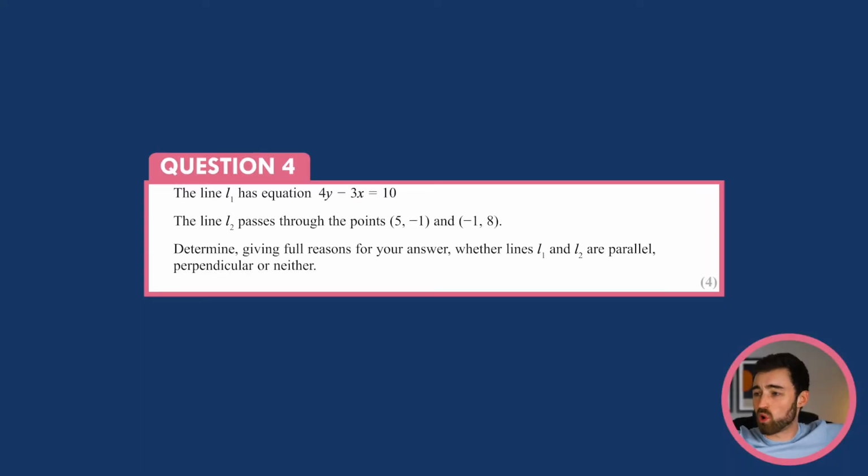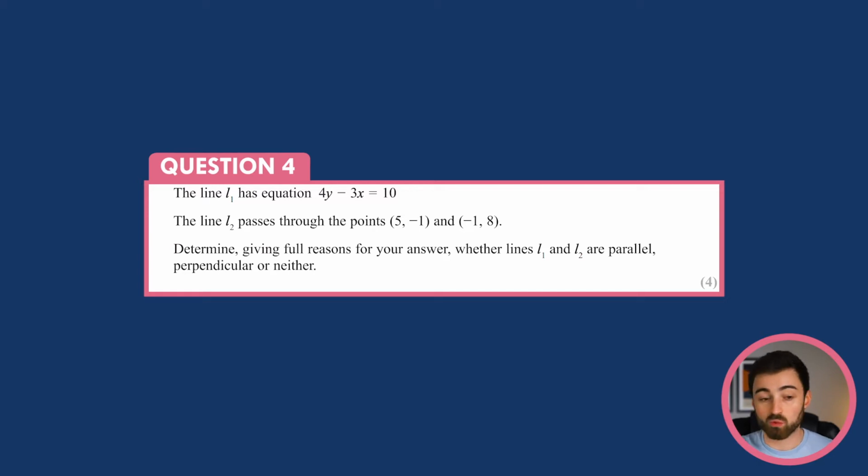Question 4. L1 has equation this, so we're in straight lines, aren't we? And L2 passes through these two points. Determine, giving full reasons for your answer, whether L1 and L2 are parallel, perpendicular, or neither. It's all in the gradient. It is all in the gradient. That is the only thing that determines if a line is parallel or perpendicular to another. So you might be fooled into thinking that you need to get the equation of L2. You don't. All you need is its gradient. So if I just get the gradient of L1 and the gradient of L2, it's going to be quite easy for me to compare the two things.